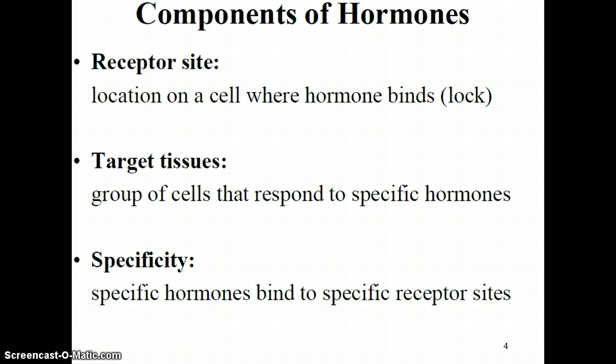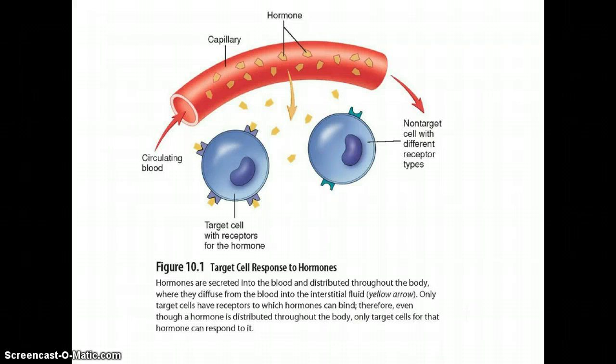In order for hormones to operate, there must be a receptor site on a cell where the hormone can bind. There are target tissues. These are the groups of cells that respond to specific hormones. Not all cells in our bodies respond to all hormones. This is a good thing. Hormones are specific. They bind to specific receptor sites.